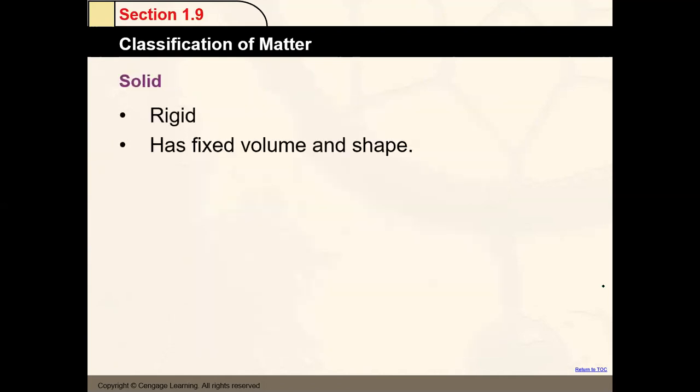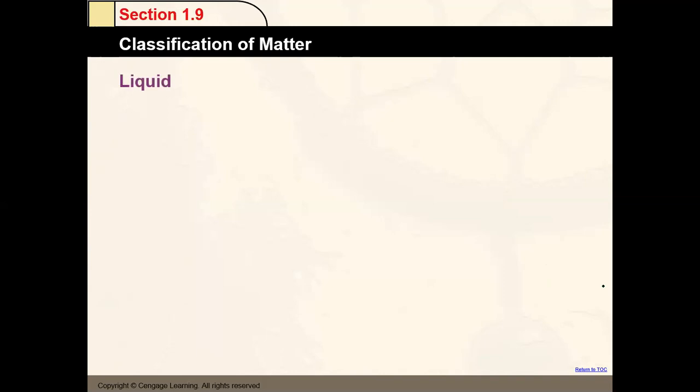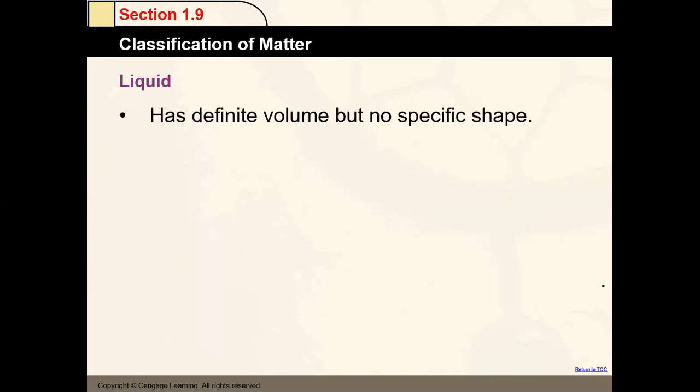Solid, going over the specifics, is rigid, with fixed volume and shape. The liquid has a definite volume, but no specific shape. For example, if I put a glass of water in a square container, the liquid has a square shape. If I put it in a cylinder, or in a balloon, it will have a spherical shape. So it always assumes the shape of the container.